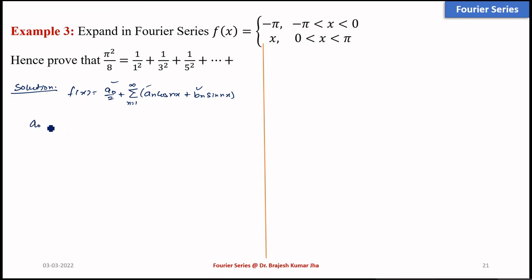To compute this, what do we do? What is the formula for a0? It is 1 upon pi integration from minus pi to plus pi, the range is minus pi to plus pi, of f(x) dx. So it will be 1 upon pi, and we integrate in 2 parts, minus pi to 0, where the value of f(x) is minus pi, dx, plus, or you can also write 1 upon pi, twice or take common, 0 to pi x dx.